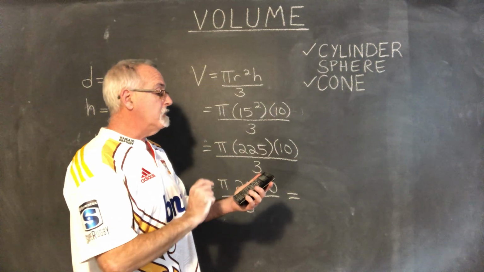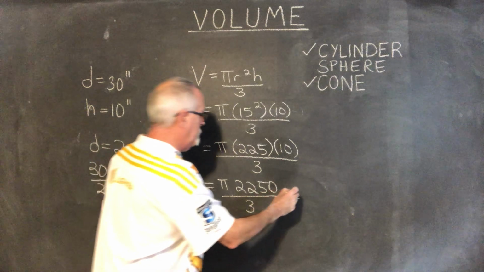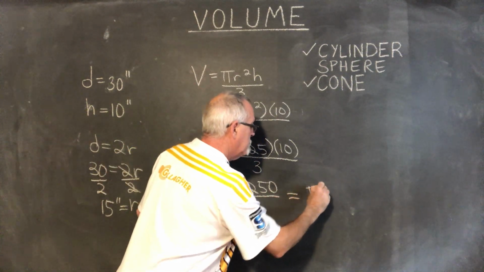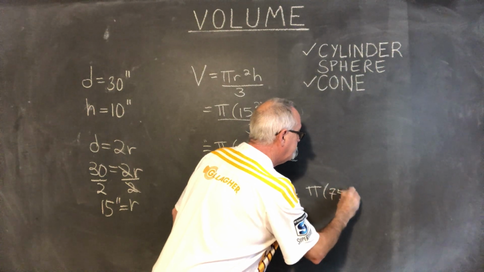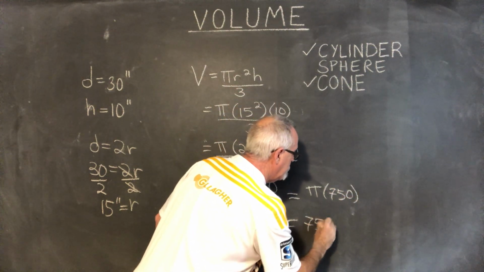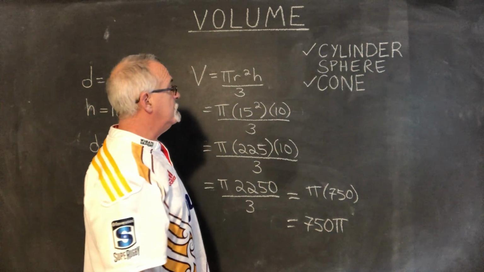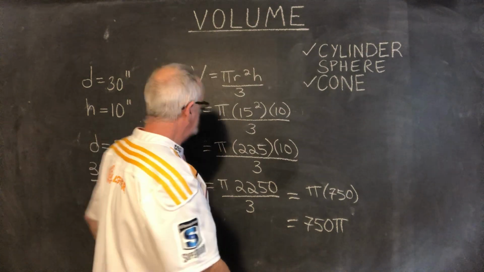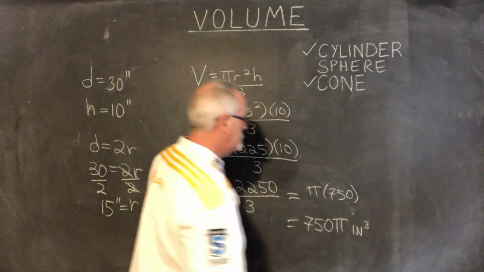2250 divided by 3 equals, yes. So if I do 2250 divided by 3, it is 750 pi. Which is a perfectly valid answer, and in fact I can even stick my unit of measure on. It's going to be inches cubed, isn't it? Inches cubed. 750 pi.